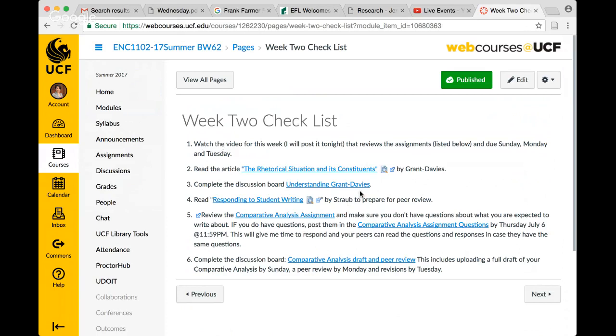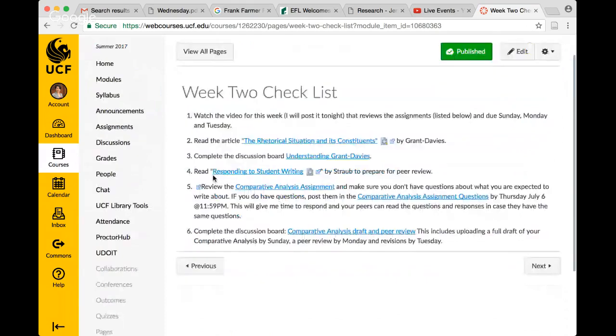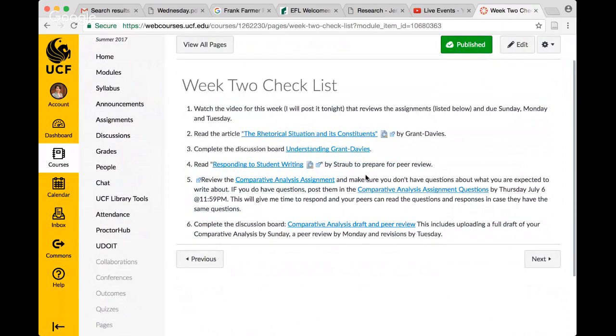Second, you're going to read the article, The Rhetorical Situation and Its Constituents by Grant Davies, and there's a link to that here. Then you're going to complete the discussion board about that reading. Fourth, you're going to read another article about responding to student writing. This is to prepare you for your peer review. And that will give you an idea of some things to think about as you're writing and preparing to read your peers' essays.